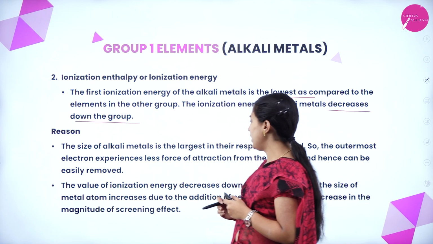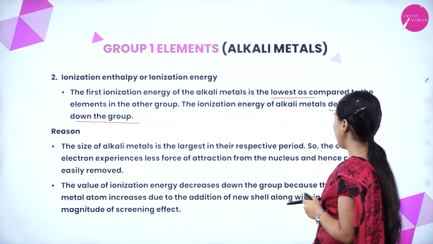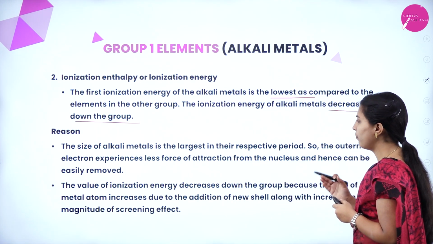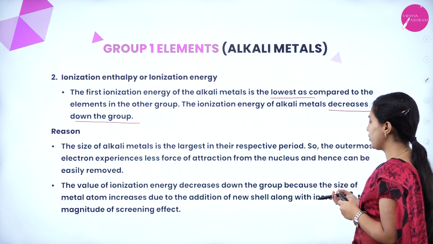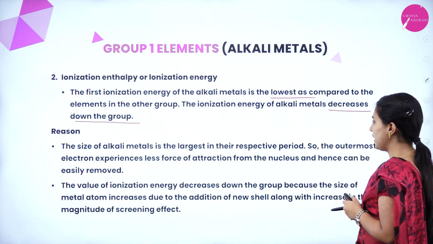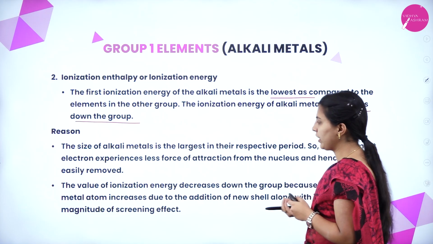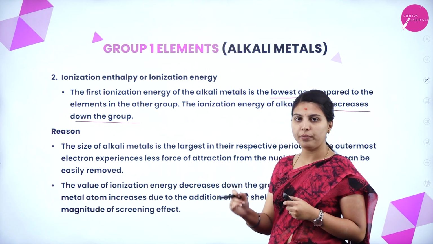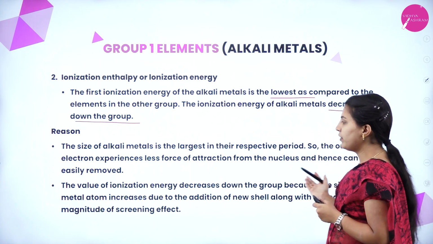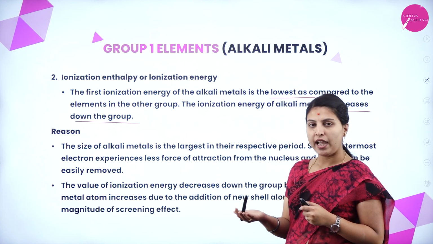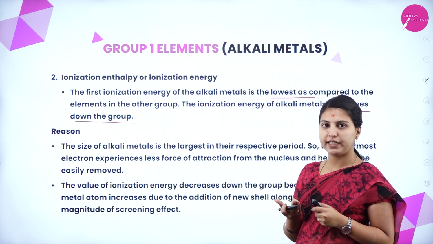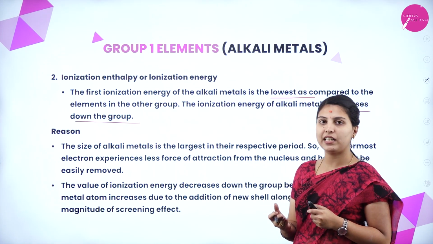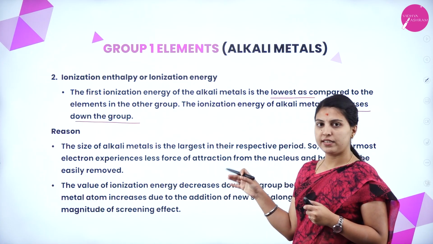The value of ionization energy decreases down the group because the size of the metal atom increases due to the addition of a new shell, along with an increase in the magnitude of the screening effect. The size of the metal atom increases and the number of shells also increases, so the shielding or screening effect is also experienced there.